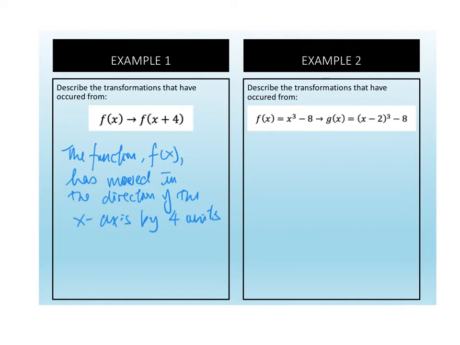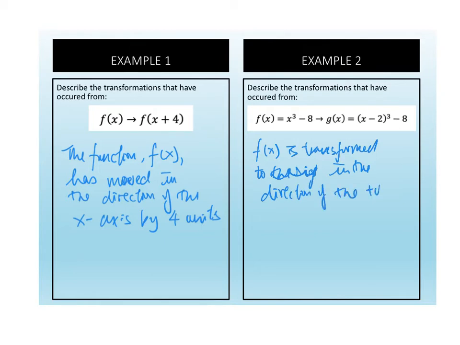Okay, 2 units right. So here the transformation is f(x) is translated in the direction of the positive x-axis by 4 units. All right, that's important. This one I forgot to write down negative. So it's important to have the positive or negative.